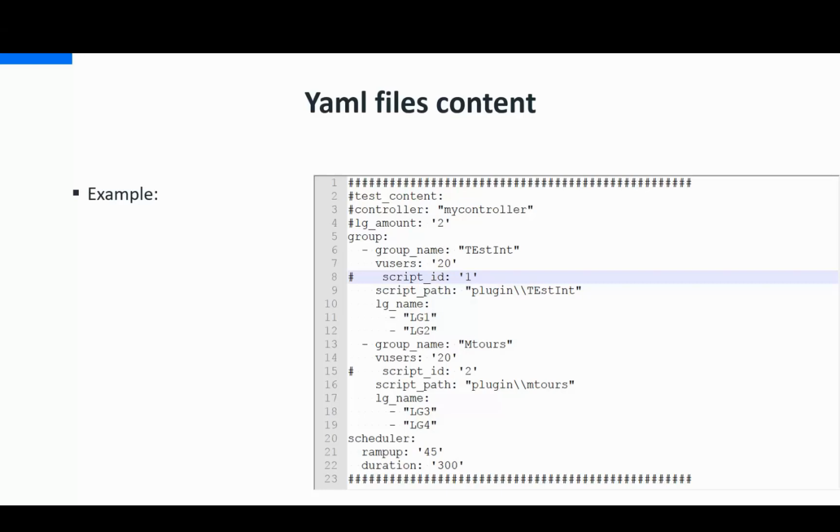This is, for example, a simple test. When you see a number sign, it means that it is a remark. It is not considered. So for example, here I don't specify the controller, and I don't specify the LG amount. If I don't specify the LG amount, I need to specify the LG name parameter.